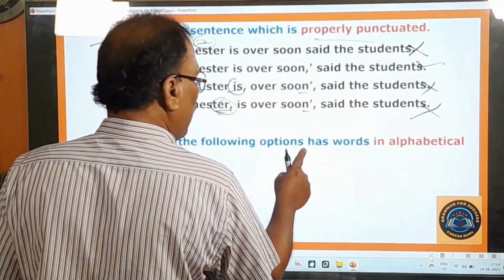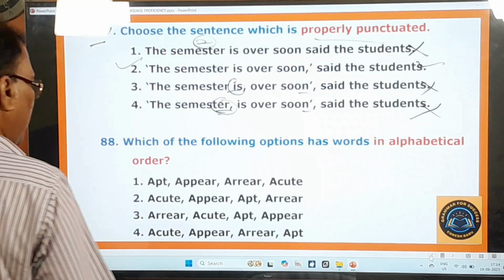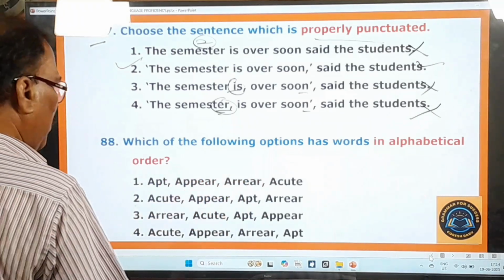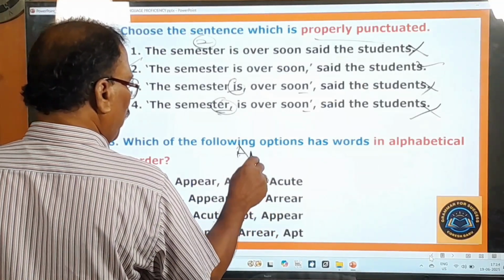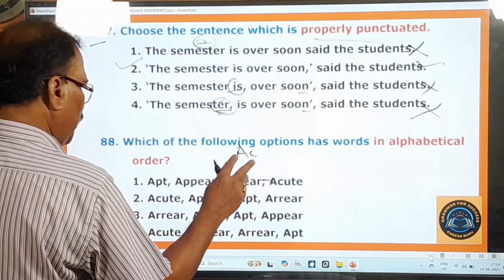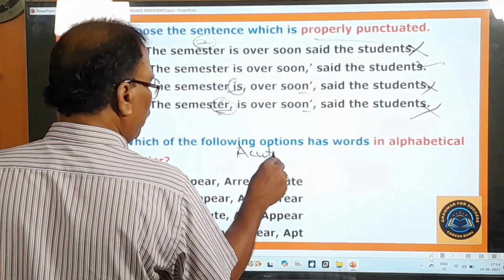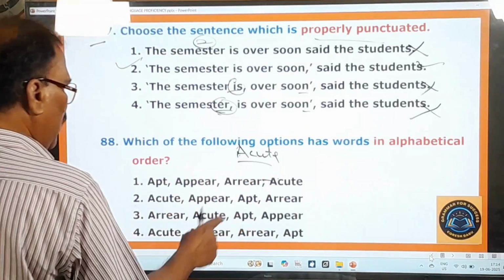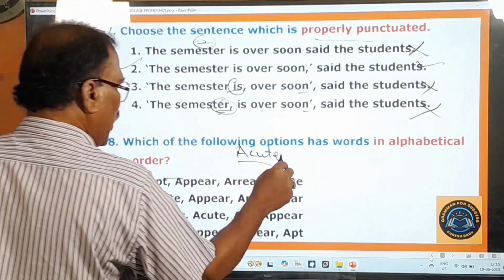Which of the following options has words in alphabetical order? Alphabetical order. Okay, here you pay attention. Apt, appear, area, acute. So these are the four words. What will appear first in the dictionary? Or take only three letters. ACU, AC. So first AC. After AC, what happens? A, C, D, E, F, G, H, I, J, K, L, M, N, P. P is there. Okay. And here, therefore, acute is the first word. And then comes in between C and P, no other letters are there. So after AC, here AP is there. AP, P. APP, this appear.